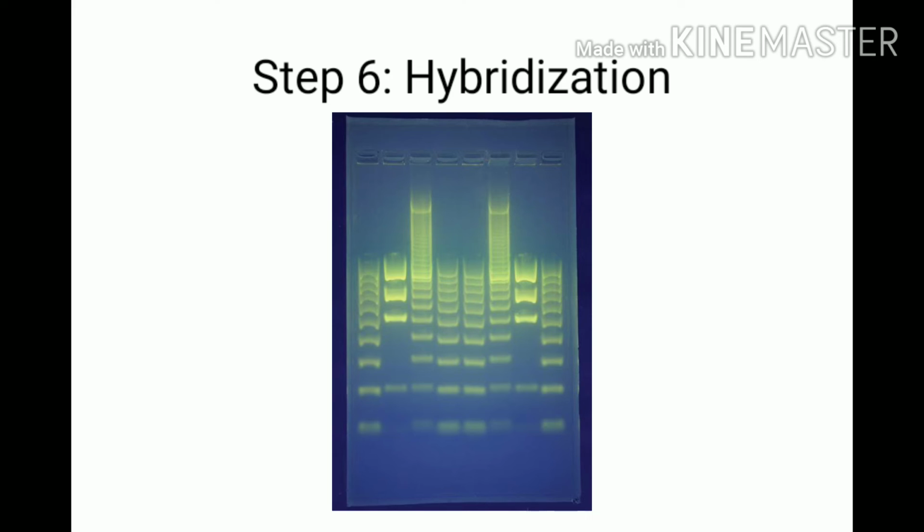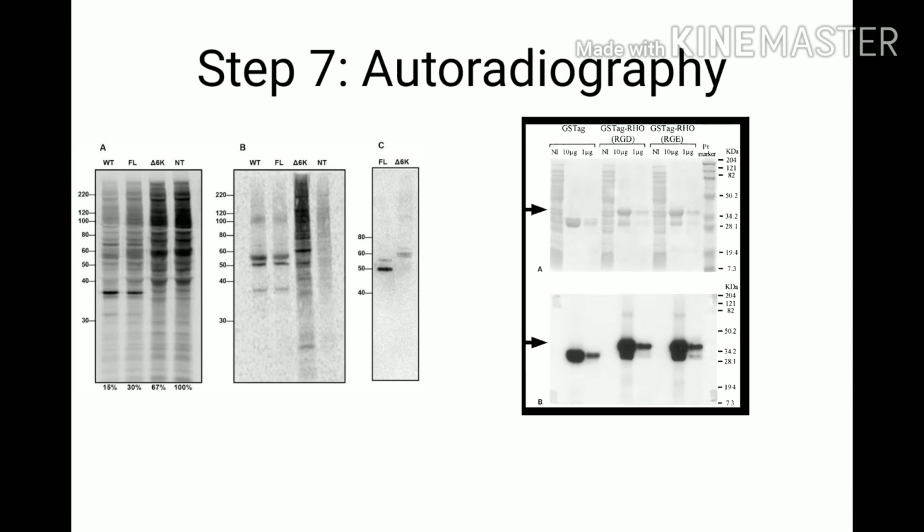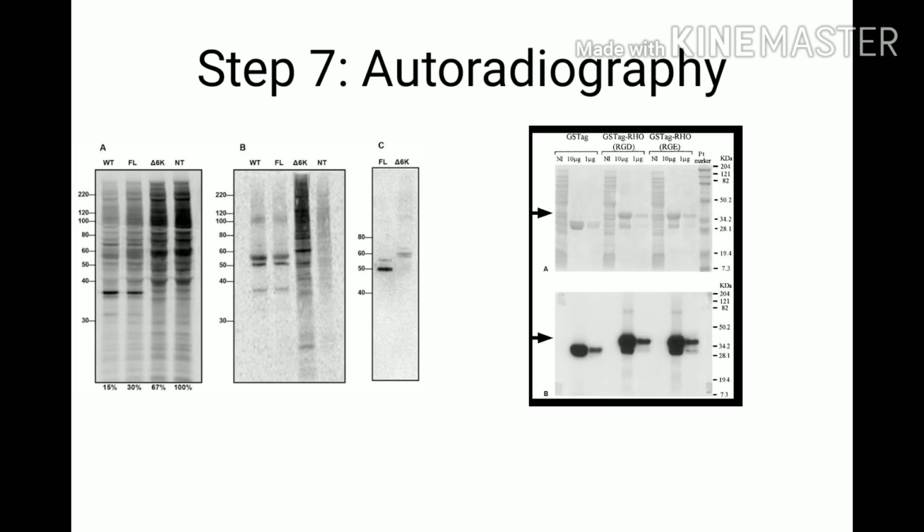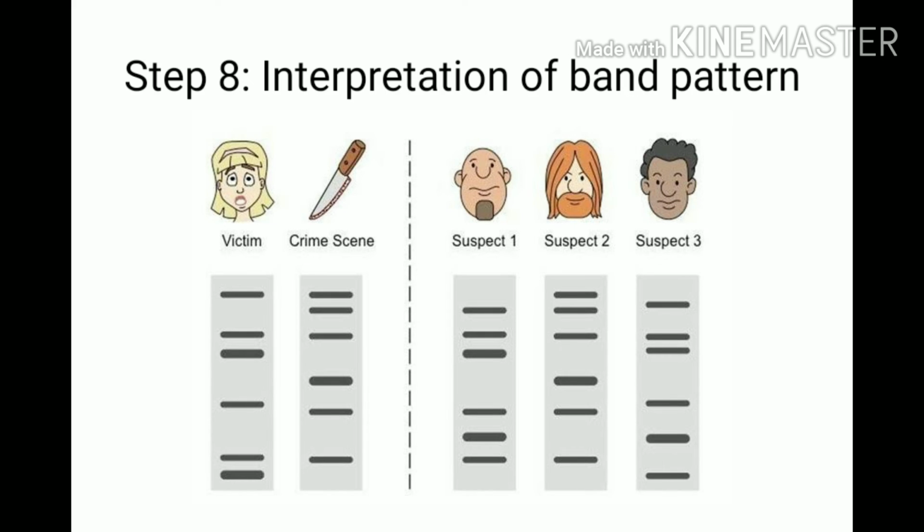The membrane is washed to remove non-specific binding and clear the background. Step 7. The autoradiography technique involves alignment of the hybridized membrane with X-ray film. The X-ray film, after its development, shows multiple bands that look like barcodes and are known as DNA fingerprints. And the last step, step 8, interpretation of band patterns, where the positions of bands are compared, and there is also computer software available for the analysis of DNA fingerprints.